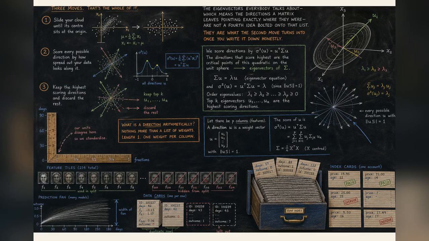3 moves is the whole of it. Slide your cloud of points until its center sits at the origin. Score every possible direction by how spread out your data looks along it. Keep the highest scoring directions and discard the rest. The eigenvectors everybody talks about, which means the directions a matrix leaves pointing exactly where they were, are not a fourth idea bolted onto that list. They are what the second move turns into once you write it down honestly.